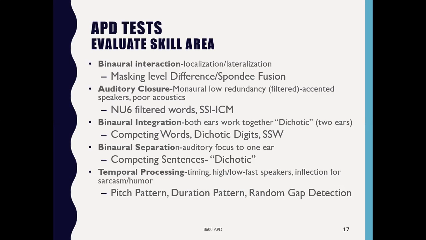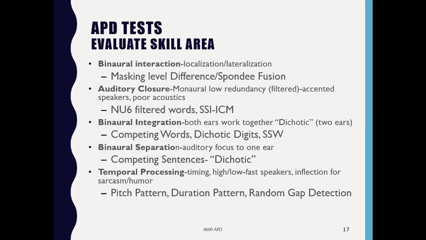The first is binaural interaction, which is the ability to localize and lateralize, and that's just at the brainstem level, so right beyond the ear. The second is auditory closure, which is the inability to fill in the blanks of what we don't hear clearly. These tests are given for one ear only, and looking at if we filter off the words, can we fill in the blanks?